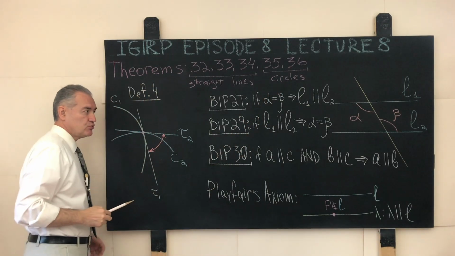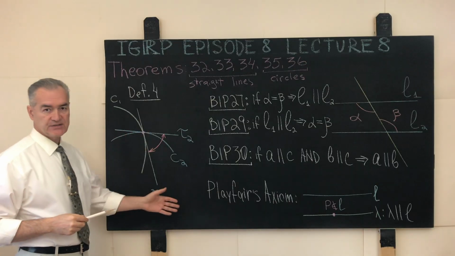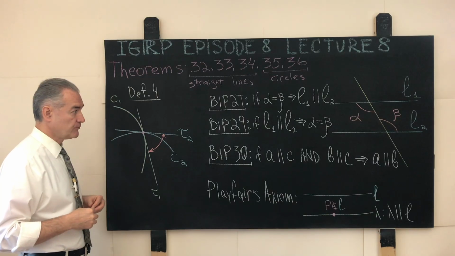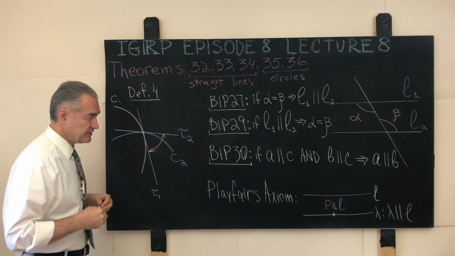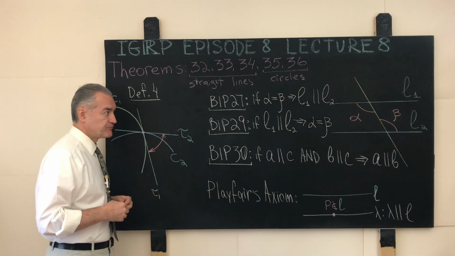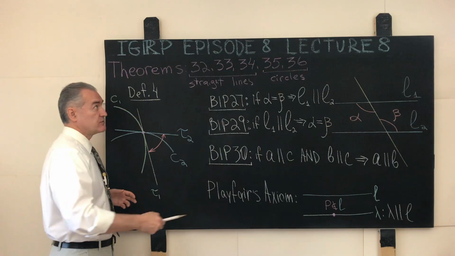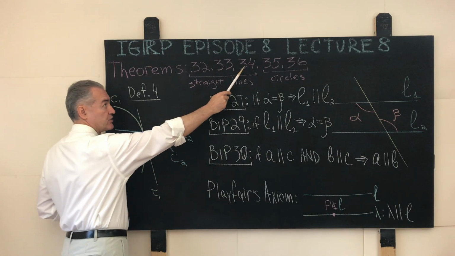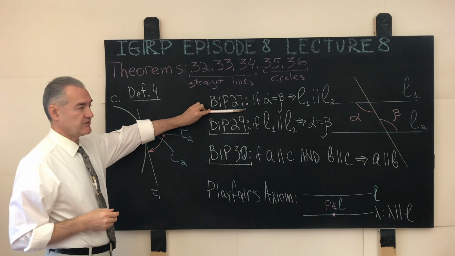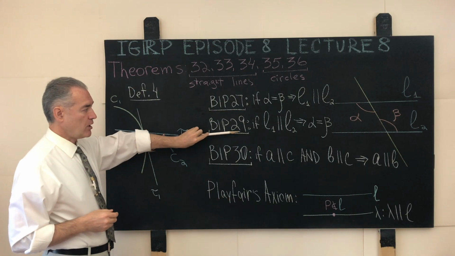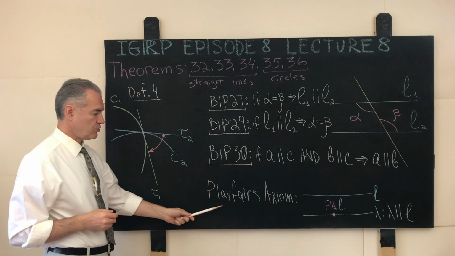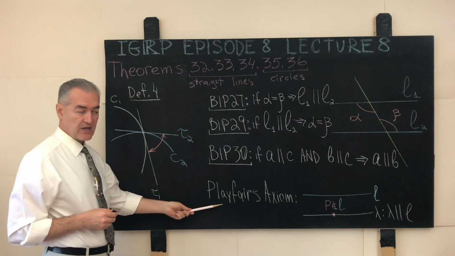Now, in the upcoming proofs, we will need the following very basic elementary material, and because I do not want to spend more time than I have to on discussing the details of these theorems, we will go over them right now. In the upcoming proofs of the theorems number 32, 33, and 34, we will need the Euclid's Elements Book 1 Proposition 27 shown over here, Book 1 Proposition 29, Book 1 Proposition 30, and the so-called Playfair's axiom.